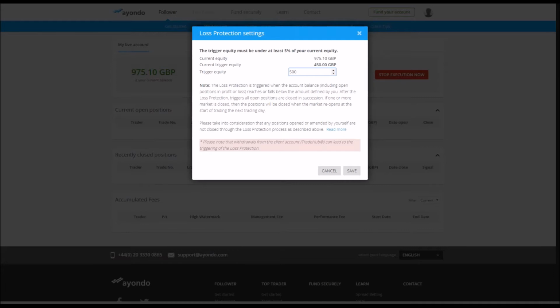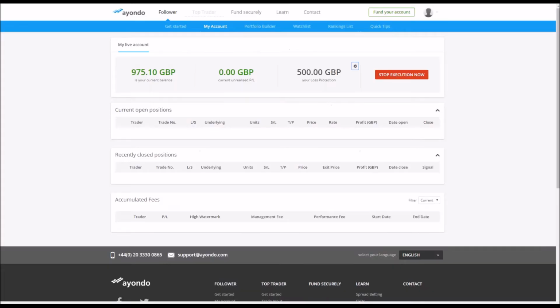So it's an extra level of risk control, where I can impose in effect a financial stop loss on my account. So I'll do that, click on save, and that's it. That's done. And in addition, from Aondo, there's also what's known as negative balance protection.